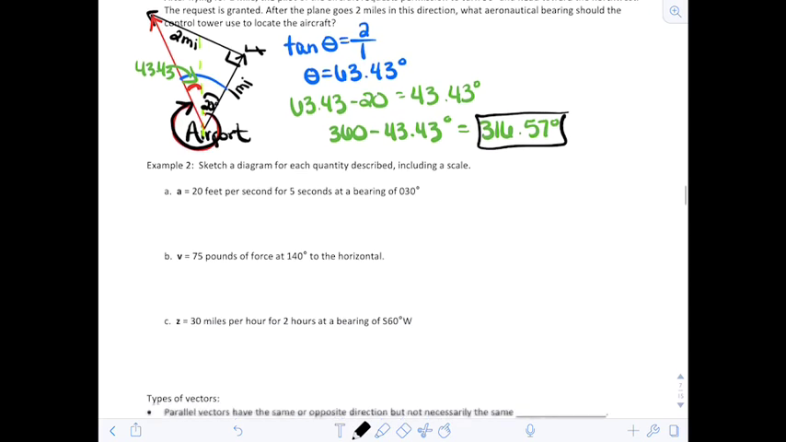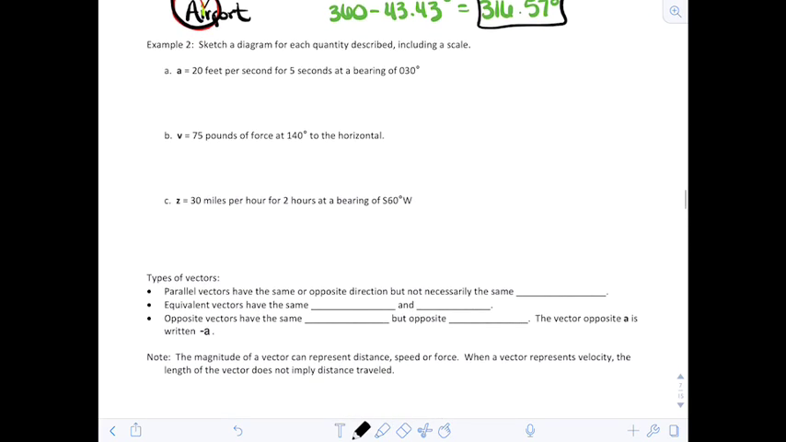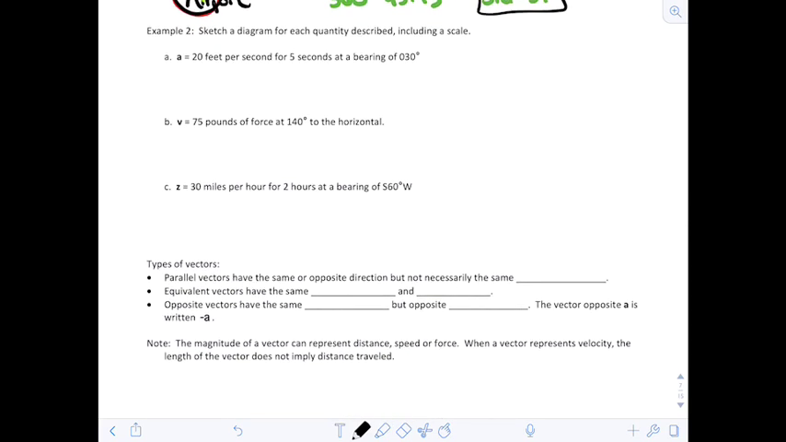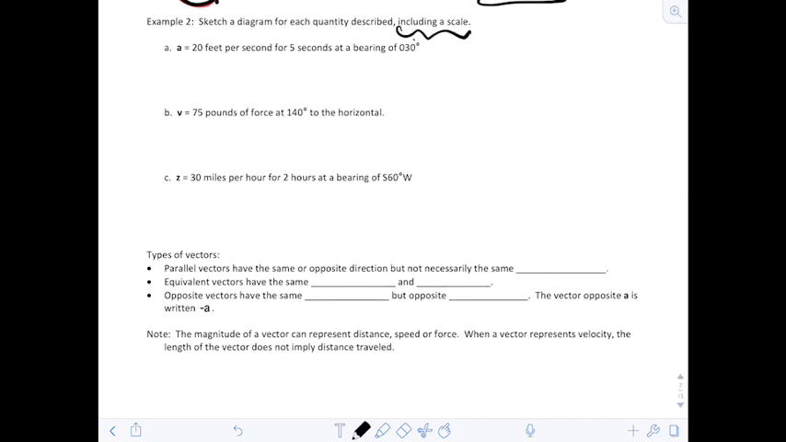The next thing we're going to do is probably something that if you were in a physics class you may have done before, where you actually measure the length of vectors to draw them to scale. So we're just going to ballpark these in pre-cal. So let's take a look at this first example. We're going to sketch a diagram for each quantity listed, including a scale. So we want a scale for like real world or a real life measurement.